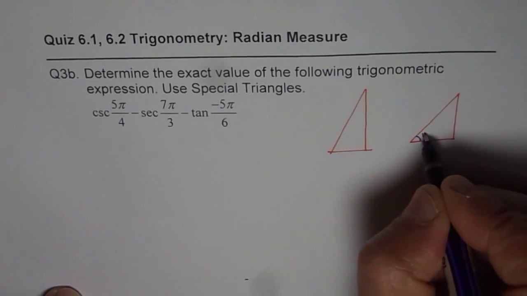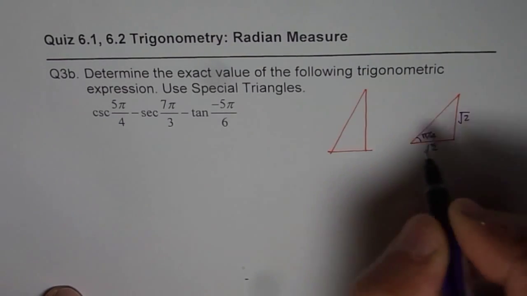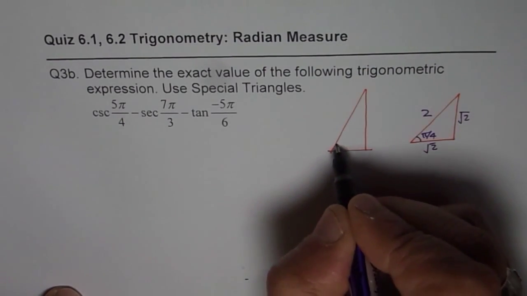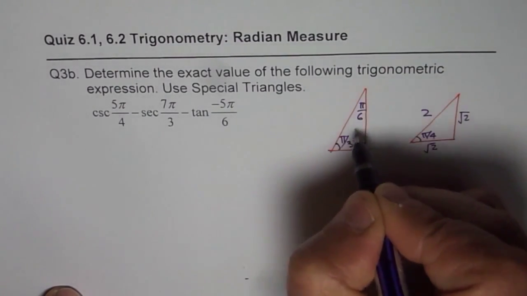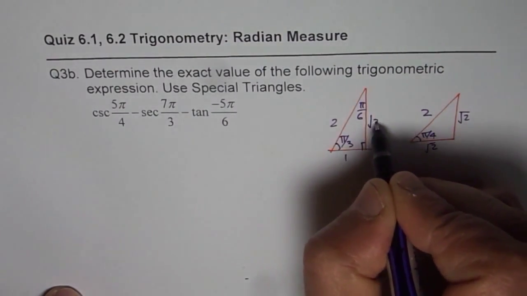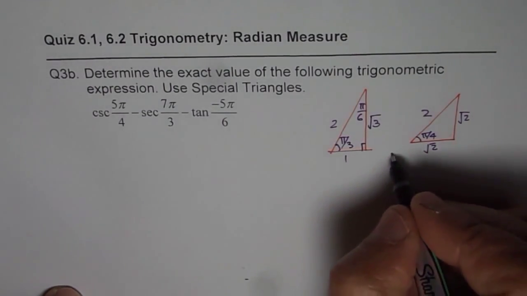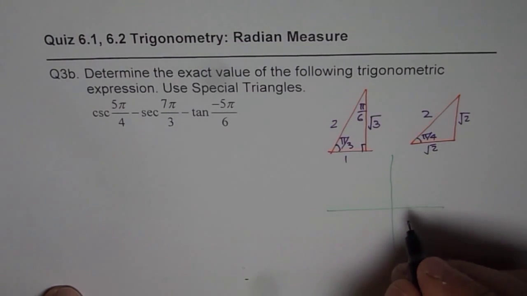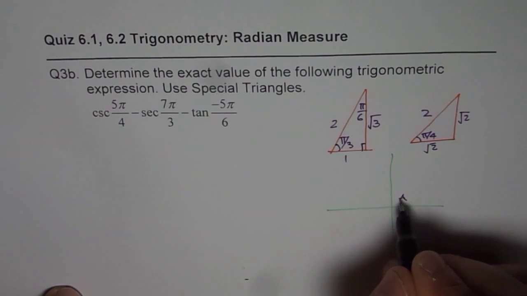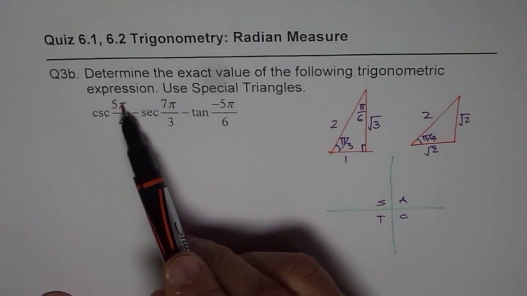So this is pi by 4. We use square root 2 mainly to avoid rationalization at the end. And this one is pi by 3, pi by 6, 1, 2, square root 3. And also, as you know, we will look into the coordinate plane and see which trigonometric ratio is positive where, right? So let's see the first one, which is cosecant 5 pi by 4.